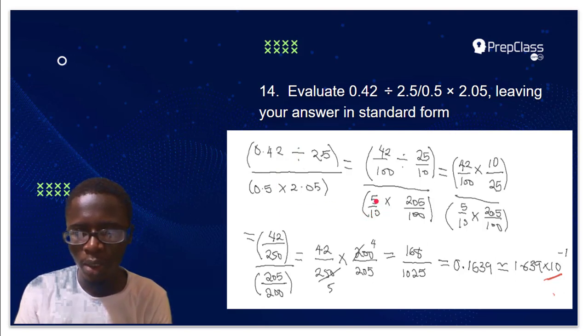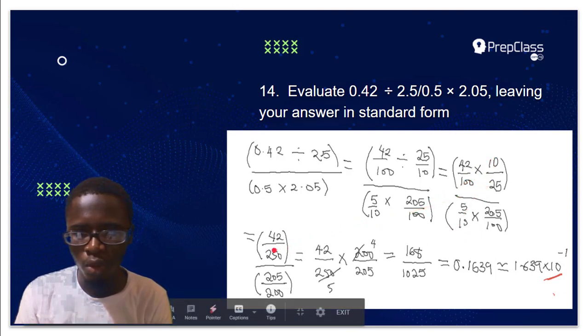So this is something as 1 over 2, which is 0.5. And here, by the time you say 2.05, by the time you say 205 over 100, you're going to have it as 2.05. So now, applying the turn-off rule, we have 42 over 100 times 10 going up, 25 coming down. So we can say 10 into 100 is 10, so 10 times 25 is giving us 250. So we have 42 over 250.